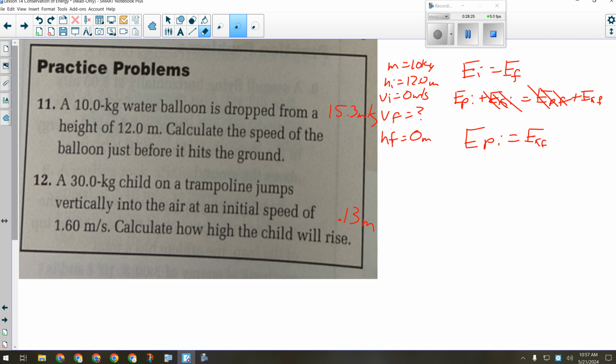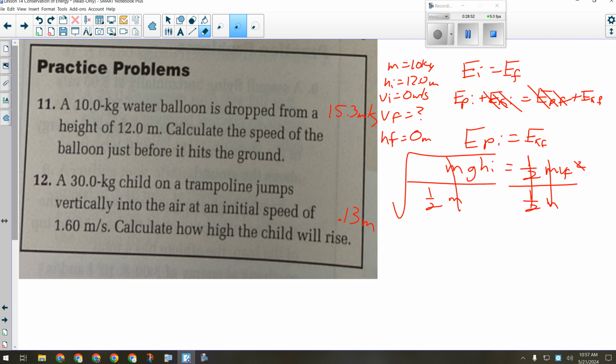All right, so now at this point, I can put in my formulas. M times G times H initial equals 1/2 m vf squared. Since m is in every term, mathematically speaking, I can get rid of it. I don't have to, I can leave it in there. But I'm looking for vf, so I'm going to divide both sides by half of m. I'm going to cancel it off there, and then I'm going to square root that to get vf.